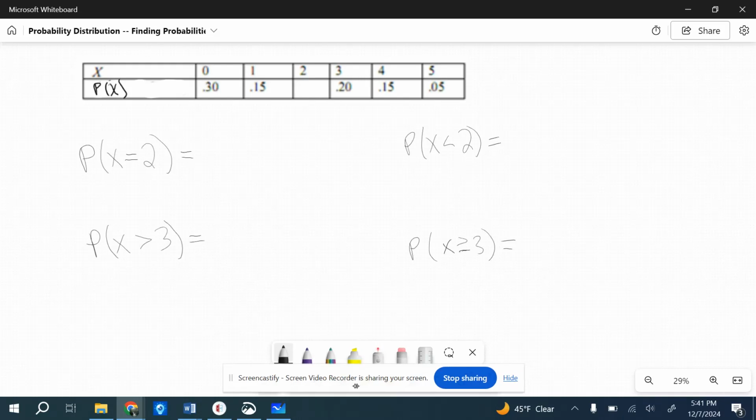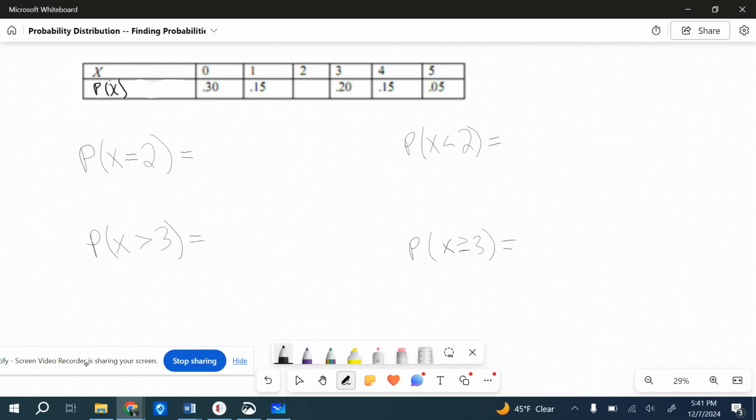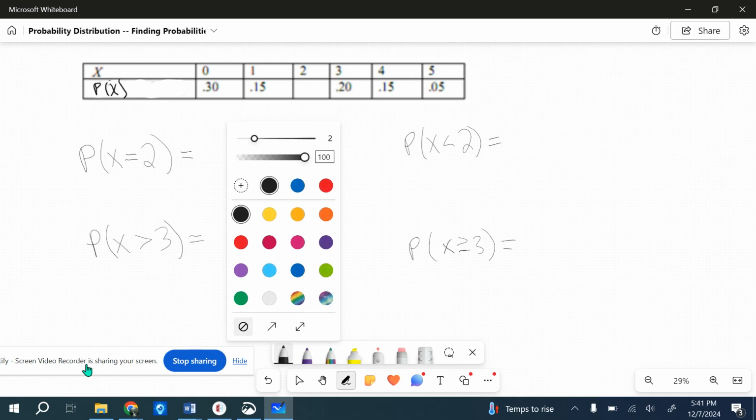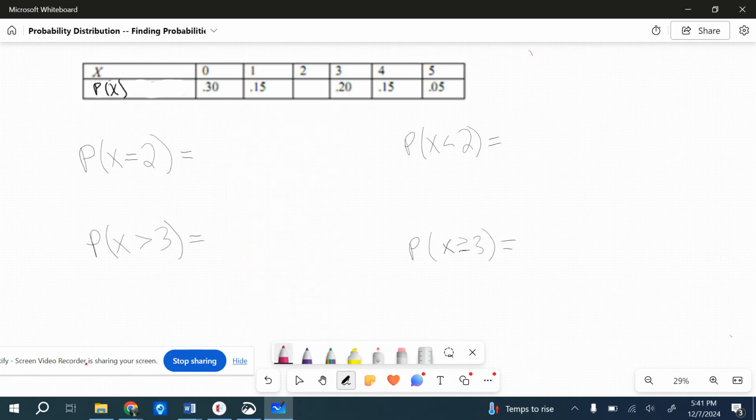All right, in this video, we are talking about probability distributions. So as you can see on the top of the screen, that is a probability distribution. Remember, there are 3 rules of probability distributions. So rule number 1, your x's or your outcomes are quantitative.